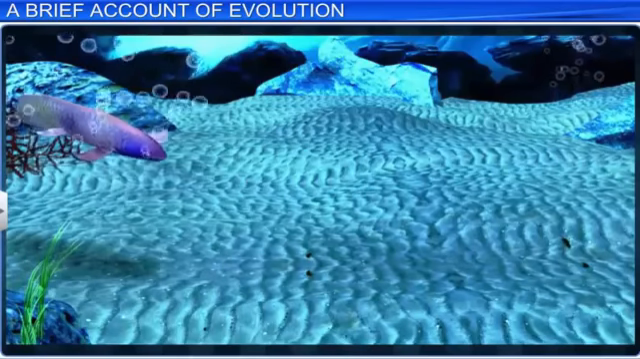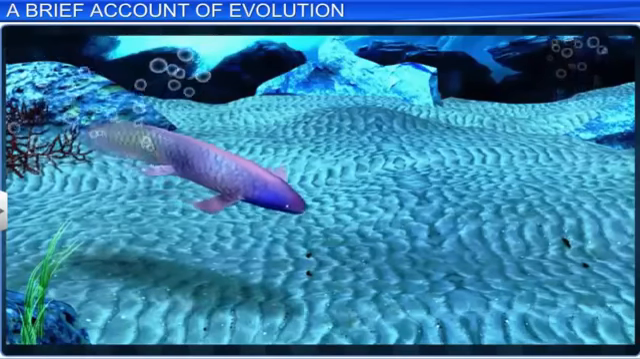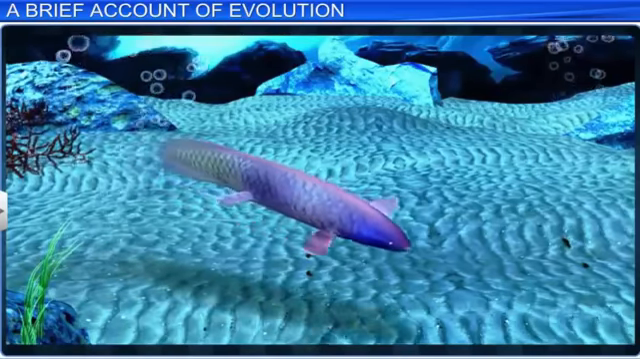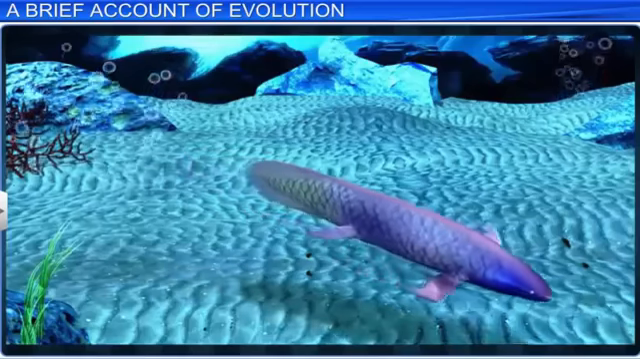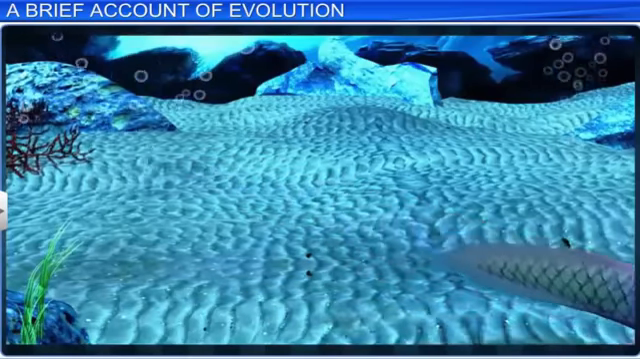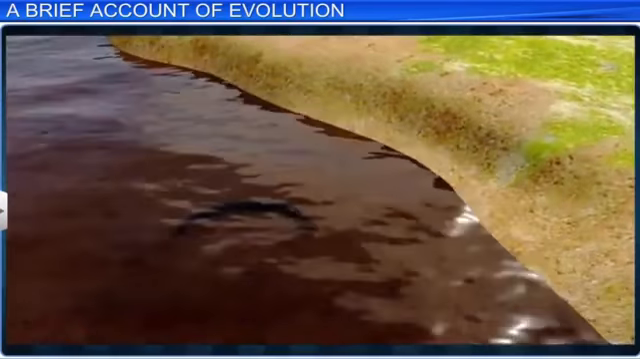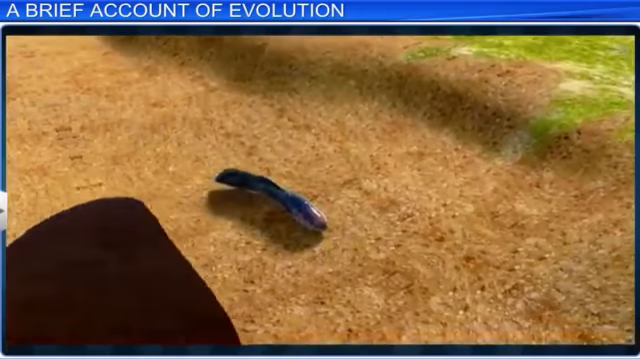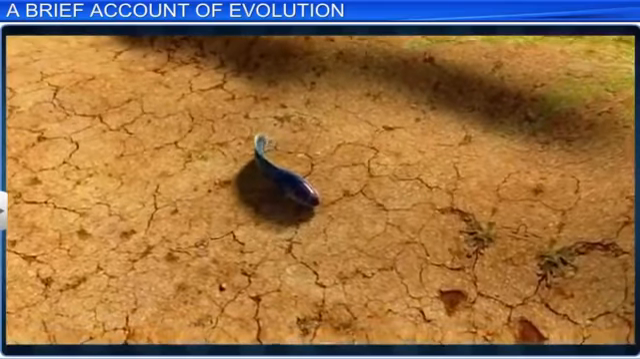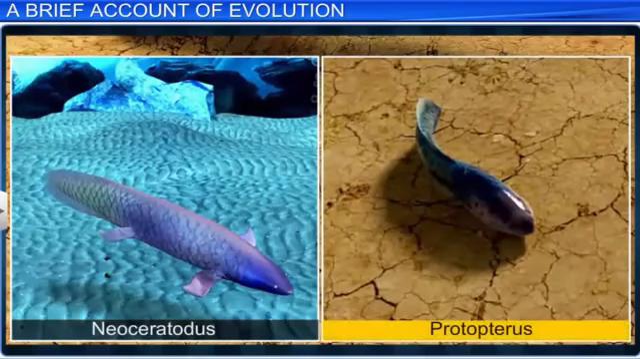Meanwhile, in the Carboniferous period, around 350 million years ago, there were also fish with stout and strong fins who could move equally well on land as well as in water. These were called lungfish. For example, Neoceratodus and Protopterus.